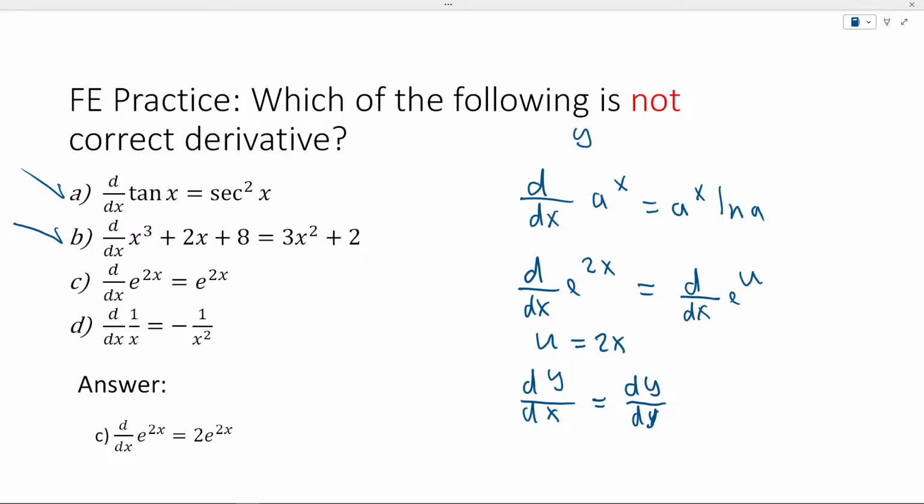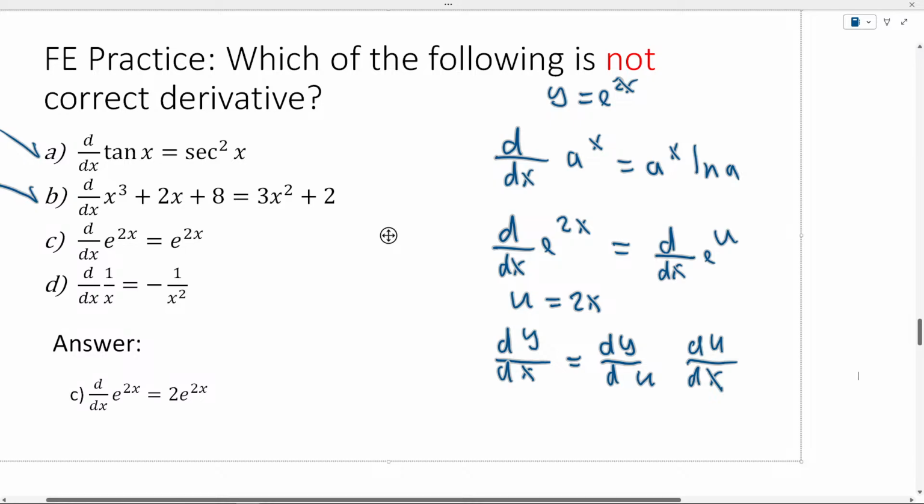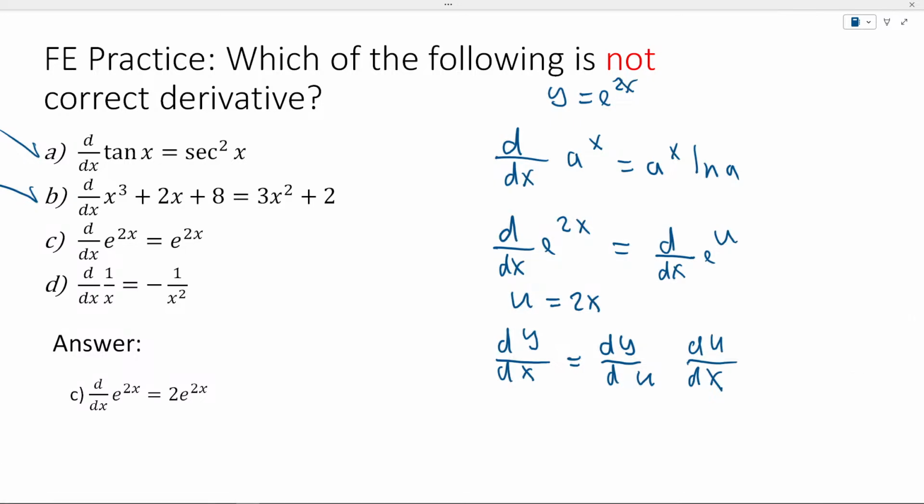So y is equal to e to the power 2x, and this is what I'm asking you: what's dy with respect to dx? That would be dy with respect to du times du with respect to dx. Do you agree? That's my function, y is equal to e to the power 2x, and I'm asking for y prime, dy with respect to dx. So you substitute this guy here.